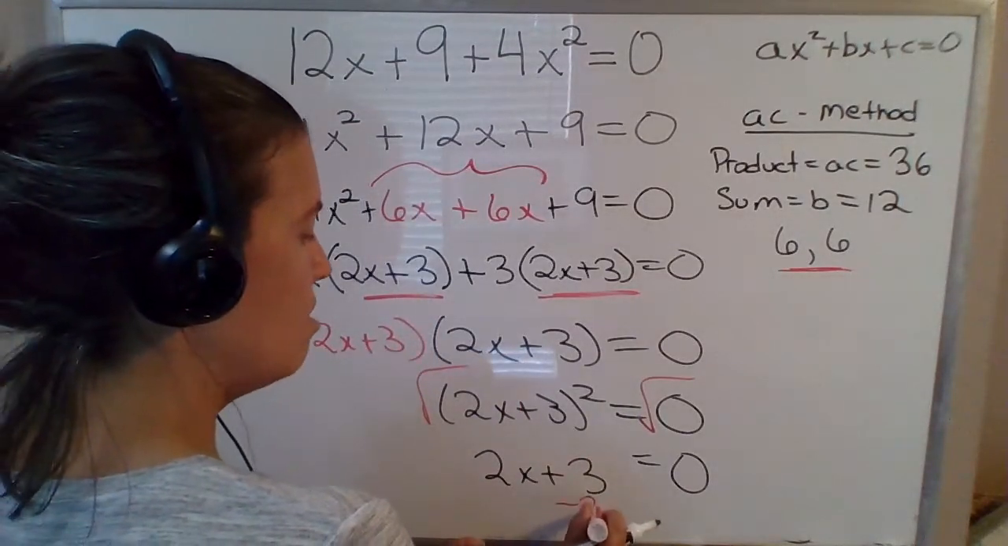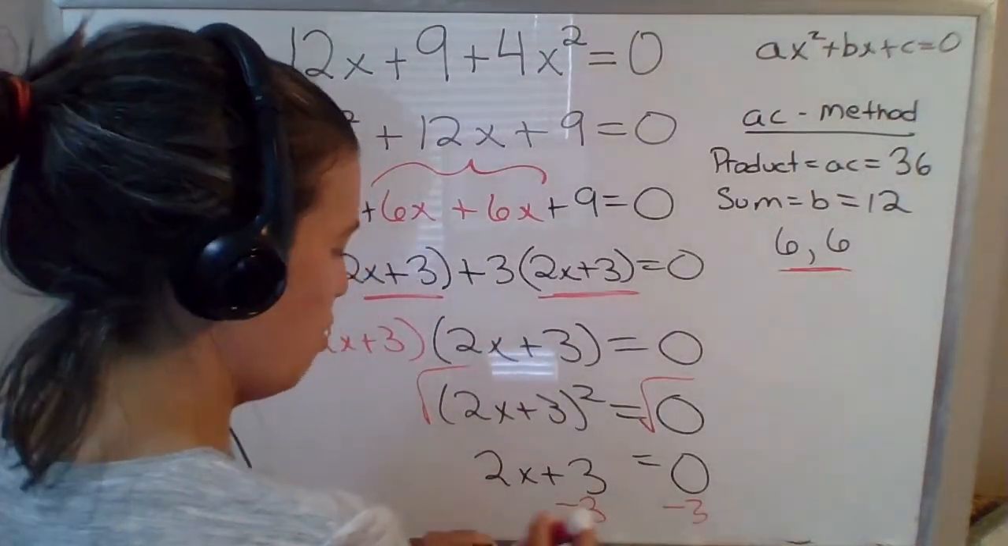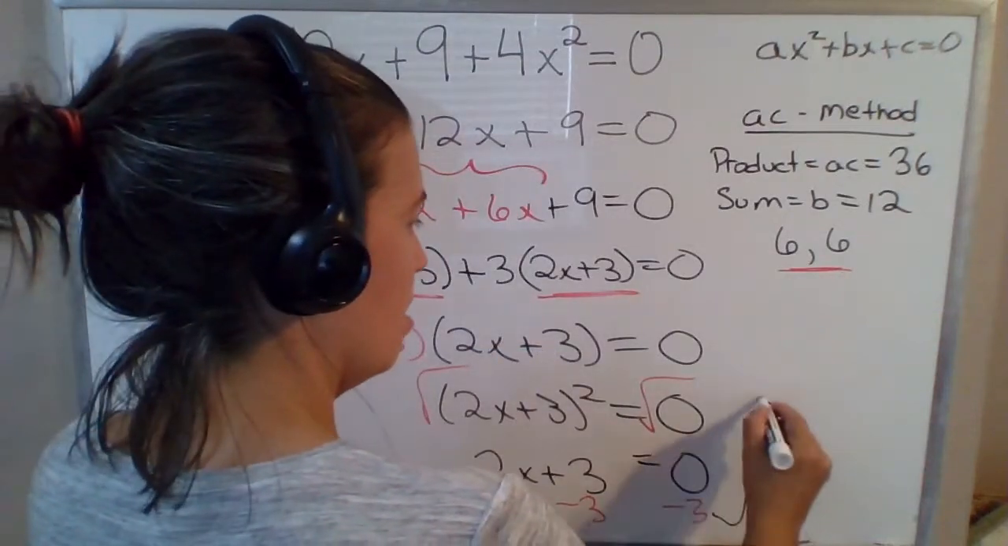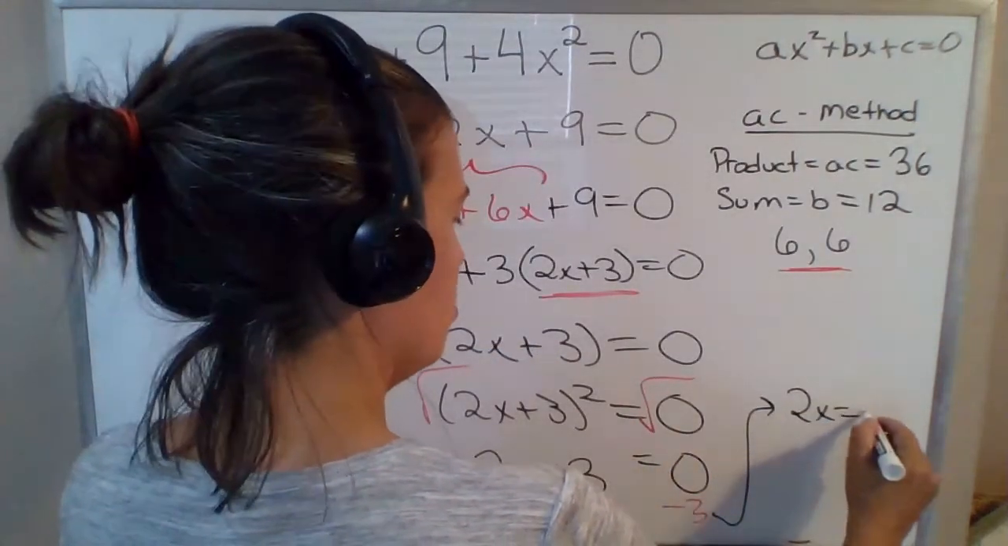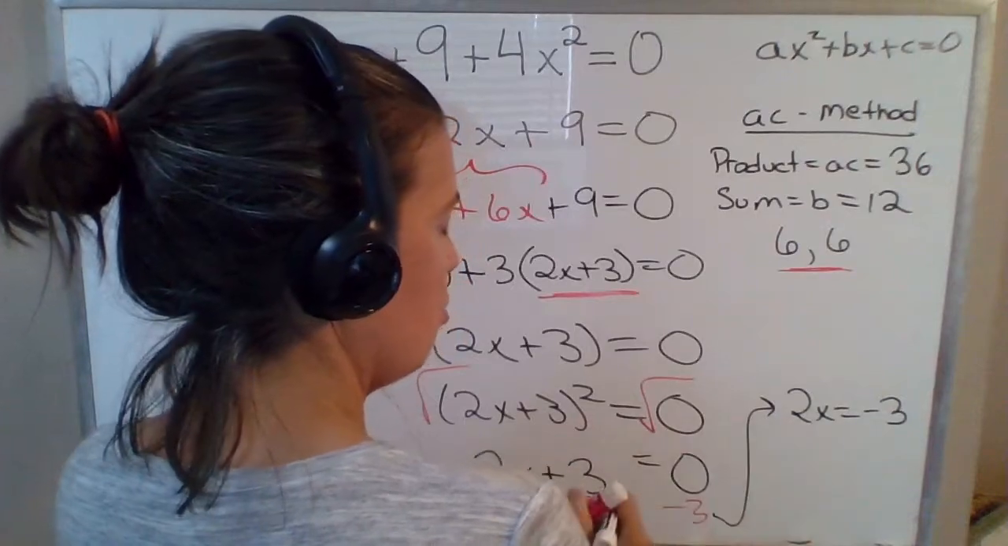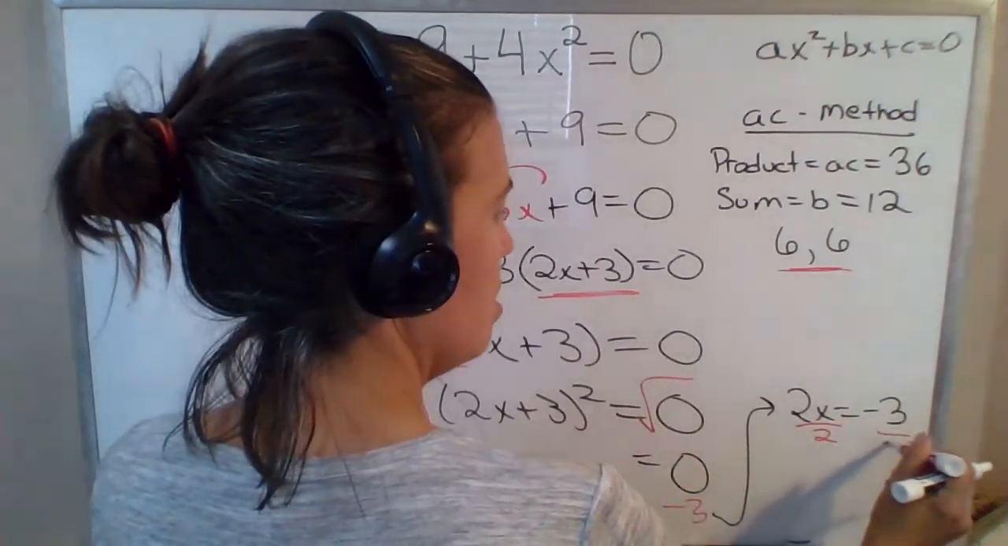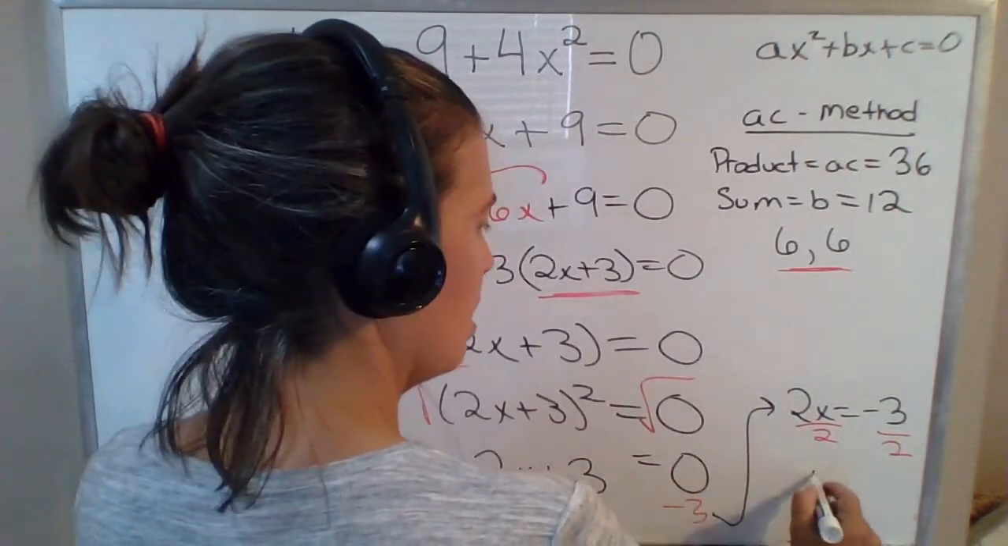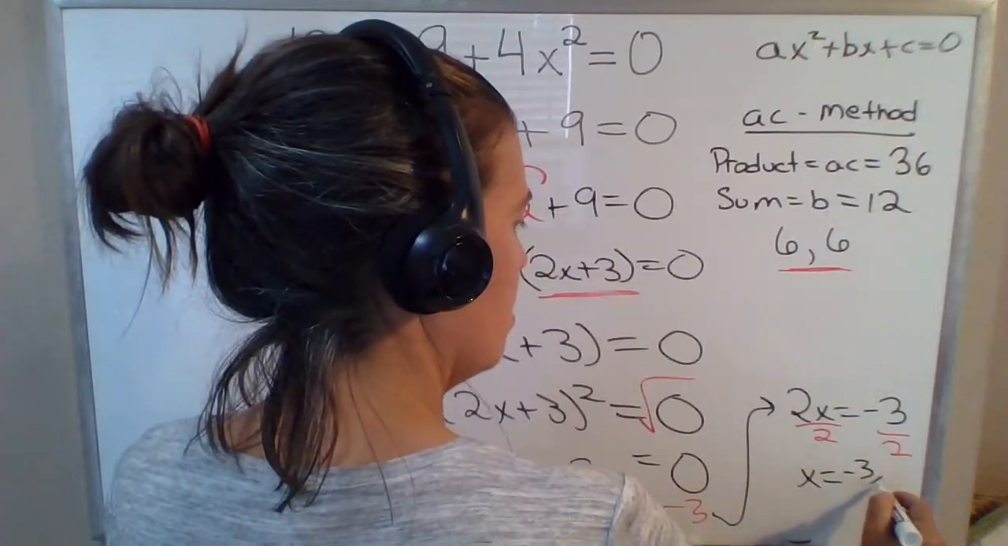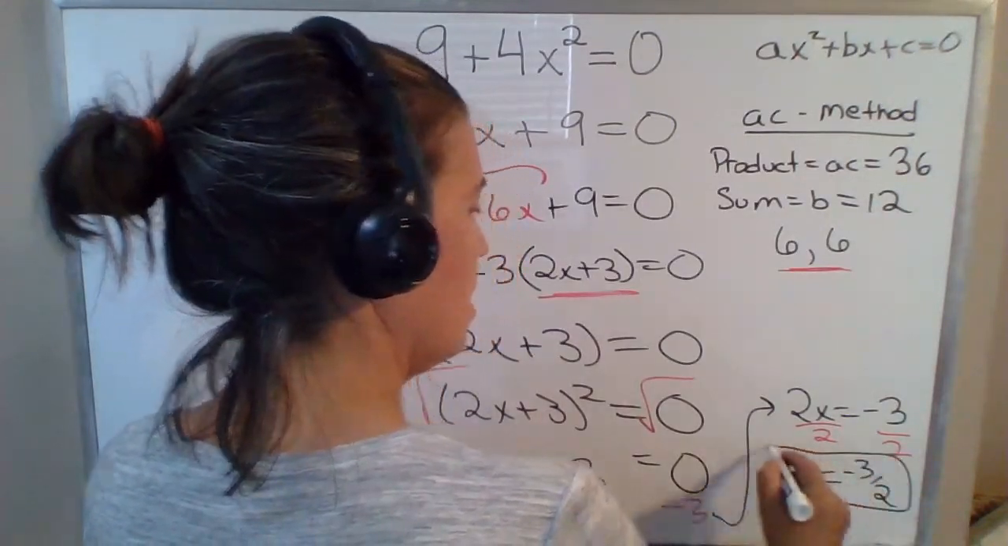But anyway, we want to isolate x, so I would subtract 3 from both sides. And so that gives me 2x equals negative 3. Divide both sides by 2, and then there's your solution. x equals negative 3/2. Final answer on this one.